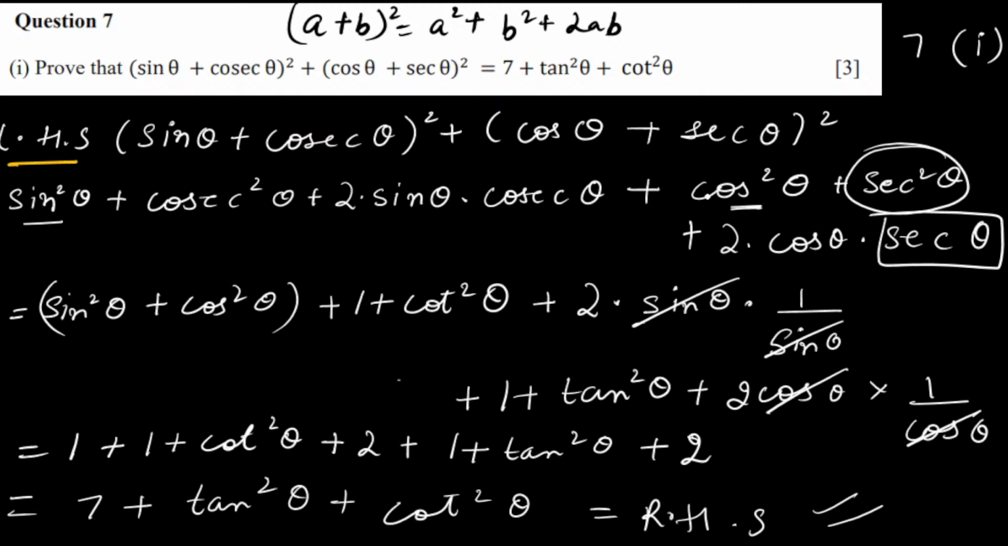So sine and cos also we used. Cosecant also we use, and secant also we use. Along with that, we use reciprocal relations as well for this one, and we got our answer. So that means if you know the relations, easily you can solve the questions of trigonometrical identities.